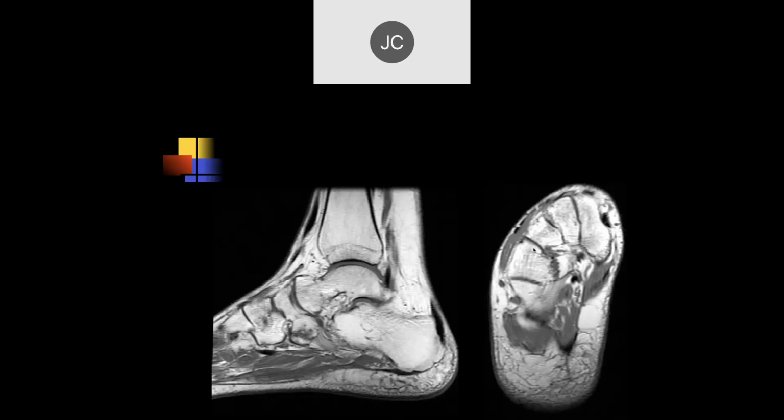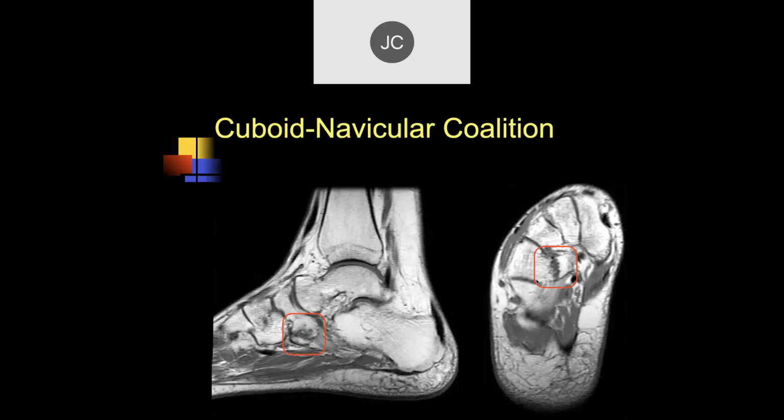Oh, right. If you look over here, there's the cuboid, and then this has very characteristic serrated edges consistent with what? With a fibrous coalition. Good. So that's another common location for coalitions, called the cuboid navicular coalition. Great.